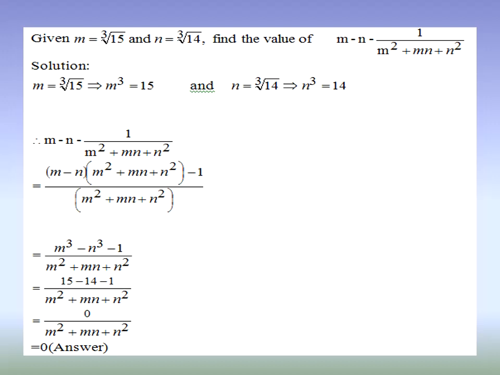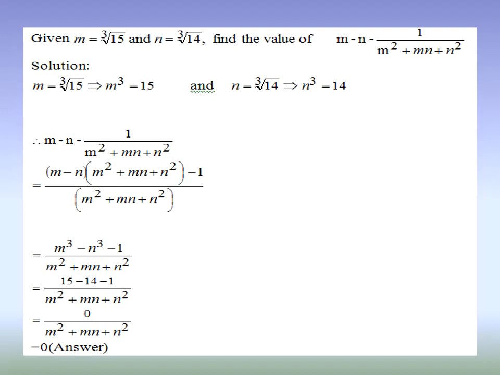Given m is equal to cube root of 15 and n is equal to cube root of 14, find the value of m minus n minus 1 by m square plus mn plus n square. So here m is equal to cube root of 15. From here we can write, if I cube both sides, we will get m cube equal to 15. Similarly, we can get n cube is equal to 14.